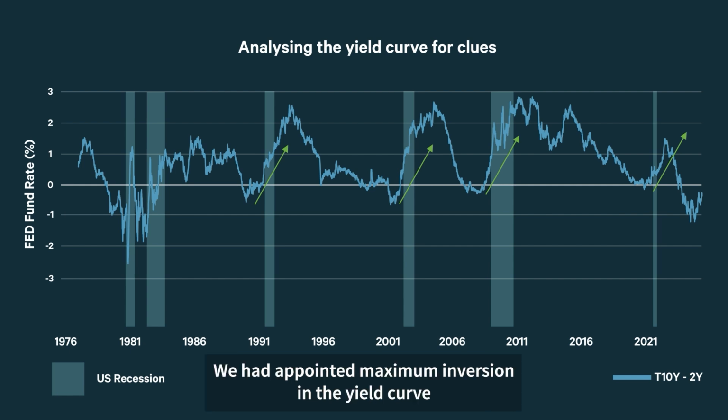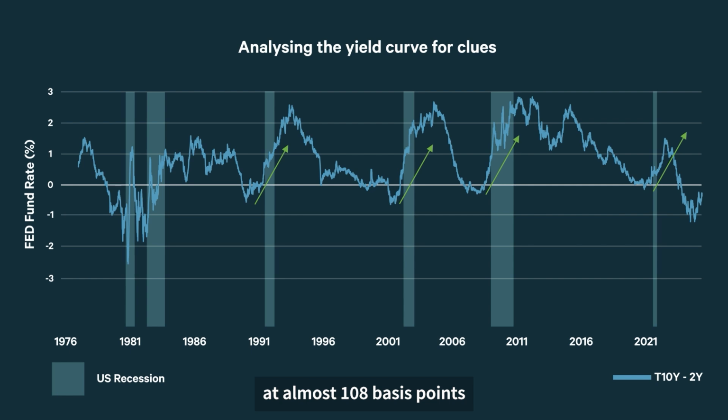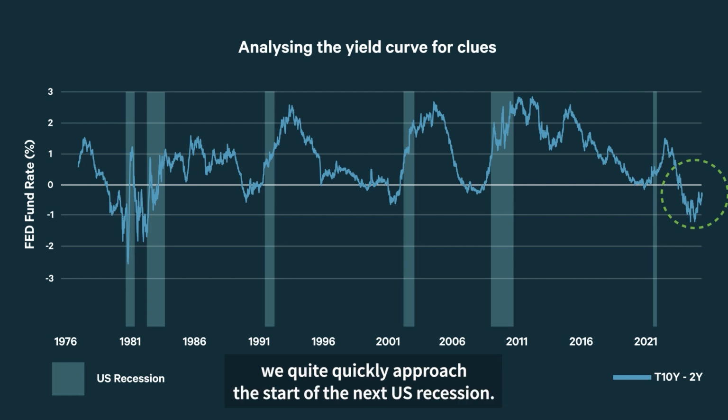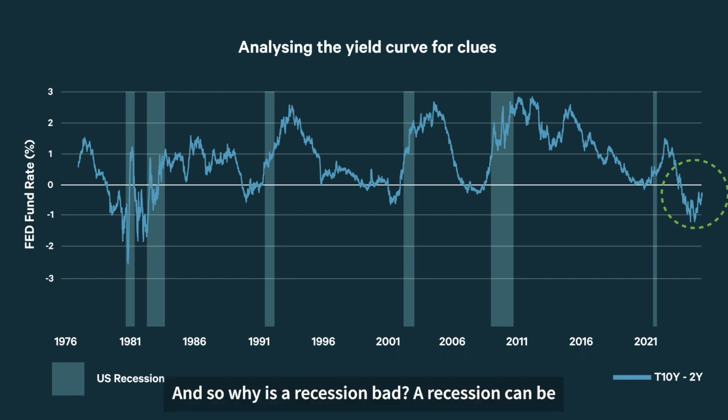We had a point of maximum inversion in the yield curve at almost 108 basis points back in July of 2023, and today that inversion is nearer 30 basis points. And so as we quite quickly approach the 0 mark, we quite quickly approach the start of the next US recession. And so why is a recession bad?